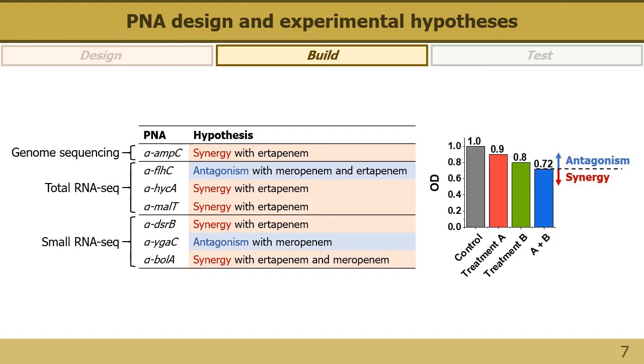The way that we measure that is through antagonism and synergy. In a typical combination treatment, it's really a multiplicative inhibitory effect, as you can see on this plot here. If the combination experiment grows better than we expect, that is antagonism. If it grows worse than we expect, that is synergy. And we expect different things depending on how these PNA targets performed in the transcriptomic studies.